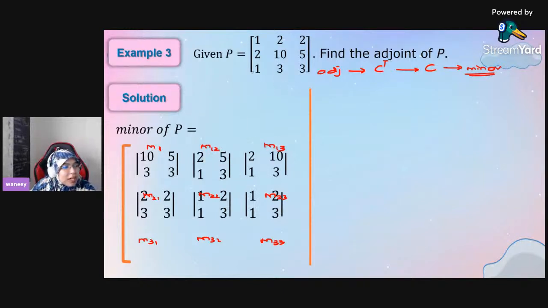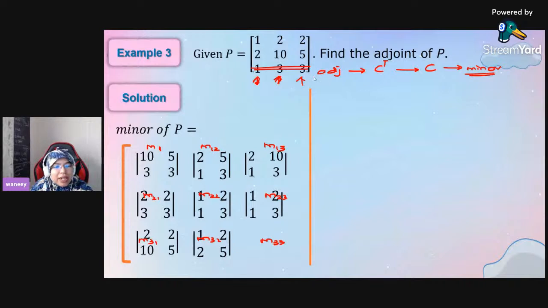Okay, so now the last one, M31. Deleting third row, first column, so it will become 2, 2, 10, 5. And then deleting the second column, 1, 2, 2, 5. And then we are going to delete the third column. So we are going to get 1, 2, 2, 10. So that is our minor matrix.